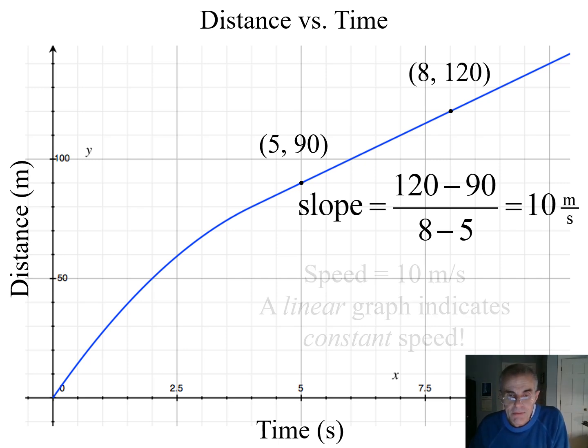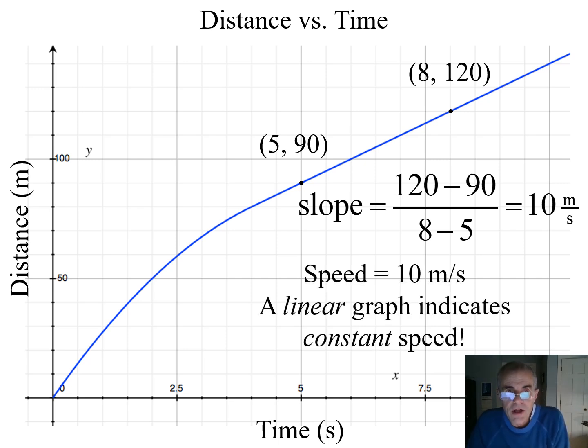And what that's telling me is that on this graph, that part of the graph shows a speed of 10 meters per second. A linear graph would indicate a constant speed. There's only one slope here. You could pick any 2 points on the line. If it's a linear graph, there's only one slope. And if we see a linear piece of a graph like this, then we say, hey, the object had a constant speed on that part of the graph. So that's an important idea.